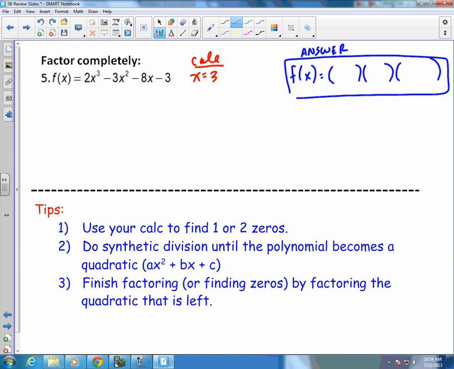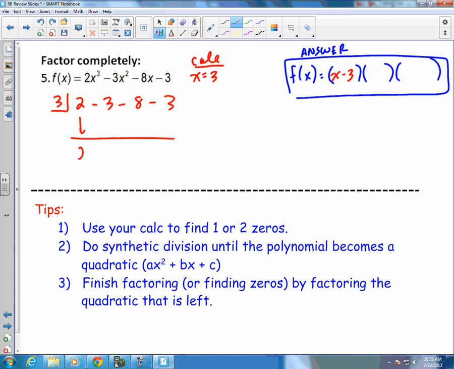Okay? So what that means to me is that x minus 3 would be a factor, because if x equals 3, positive 3 is a zero. So if positive 3 is a zero, I'm going to have x minus 3 as a factor. Once again, I need to know what my answer looks like. I already got one of three factors. So at this point, I do synthetic division. I don't have any missing terms. I've got x to the third, x squared, x, and my constant. So I just do synthetic.